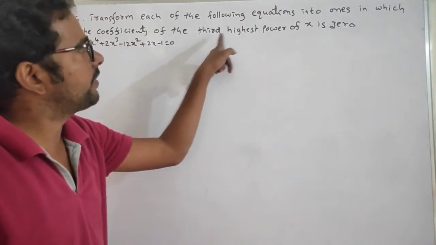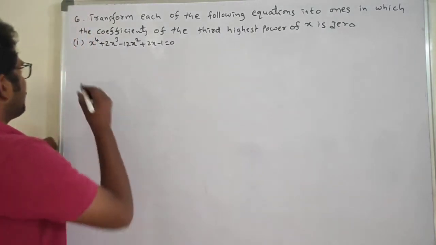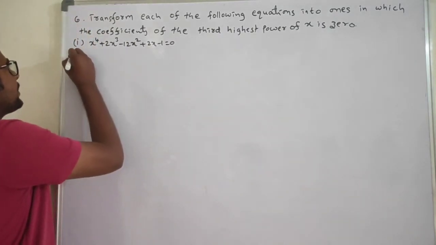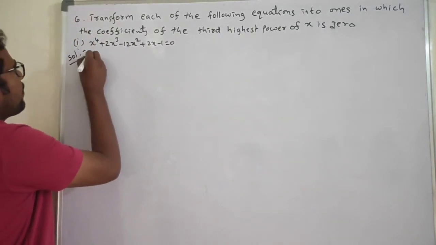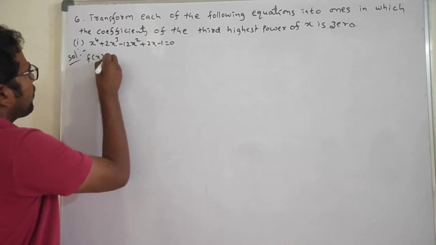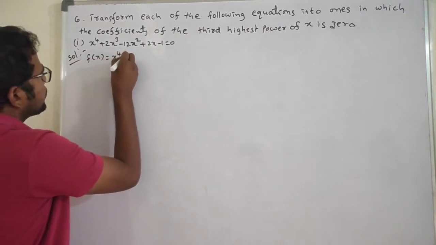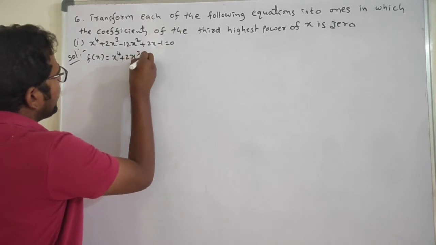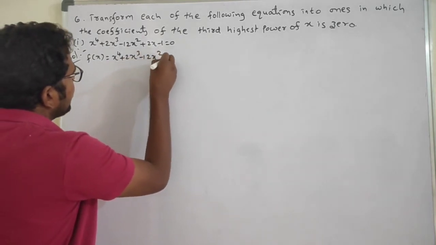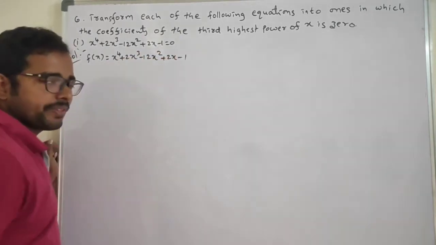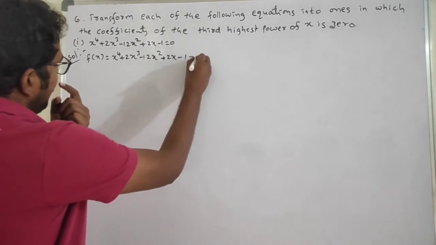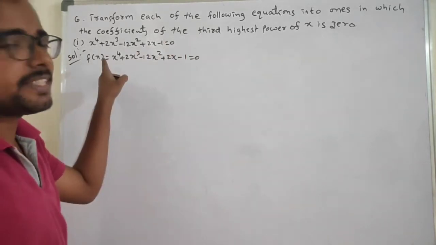Here the third highest power of x is 0. So for the solution, we will do the second method only. Let f of x equals x power 4 plus 2x power 3 minus 12x square plus 2x minus 1 equals 0. So what is the third highest power of x here?